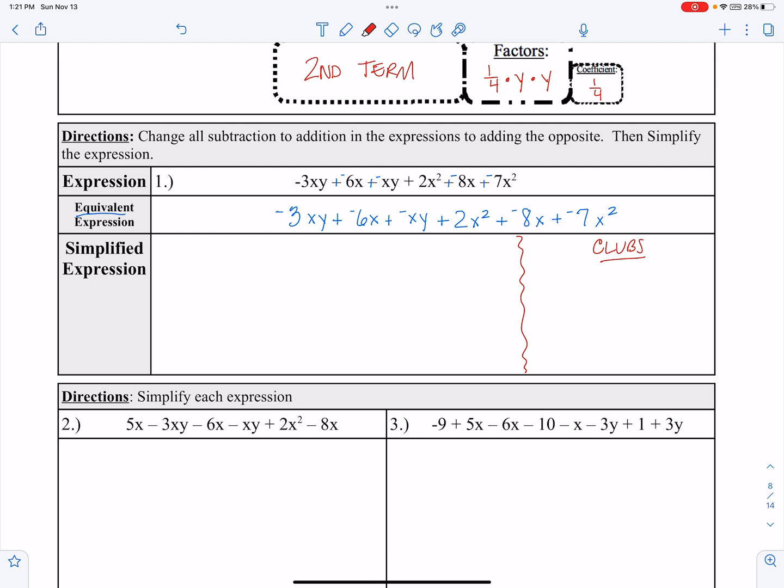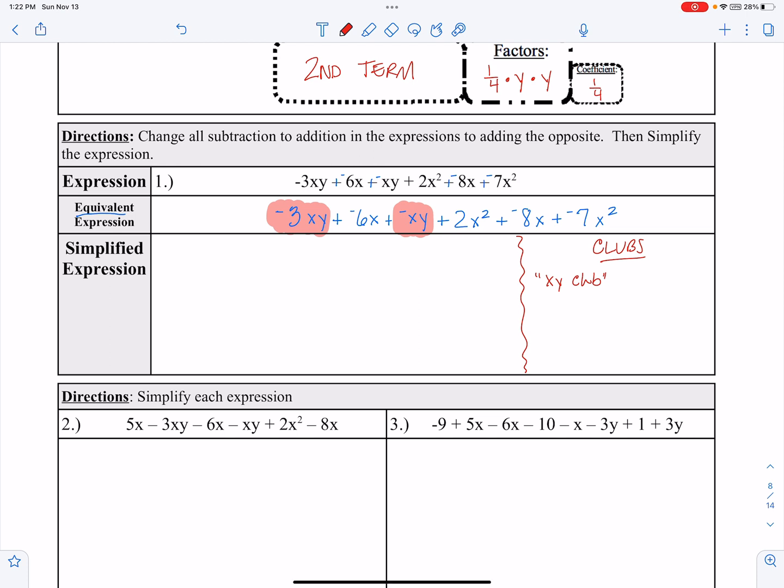First thing I'm going to do is go ahead and highlight. I see this negative 3xy, so I want to go find all the other xy's. Okay, so I have that one, and it looks like that's it. So we have this xy club.